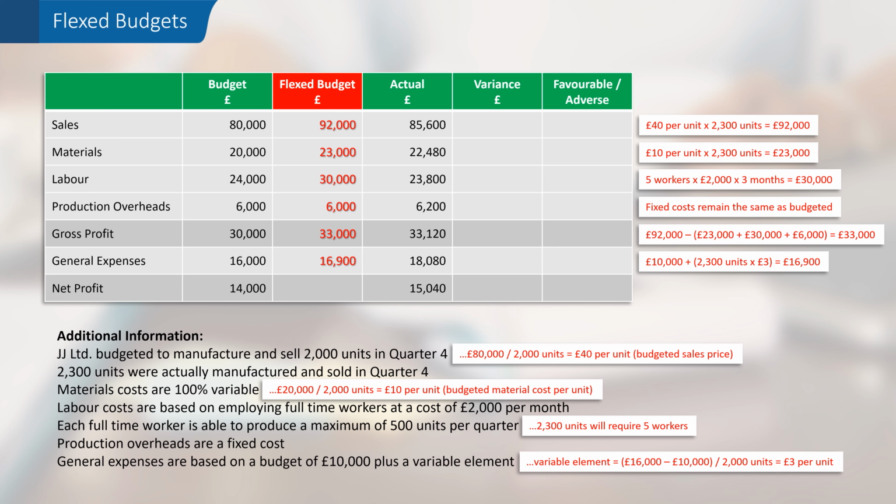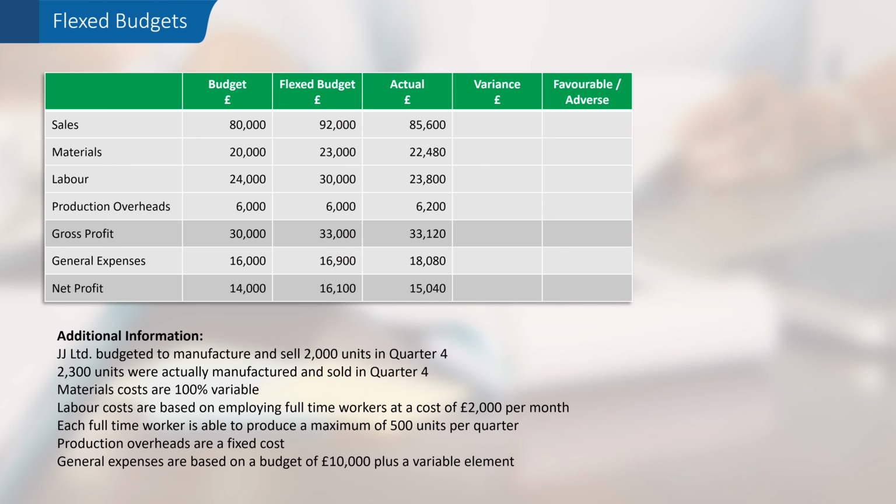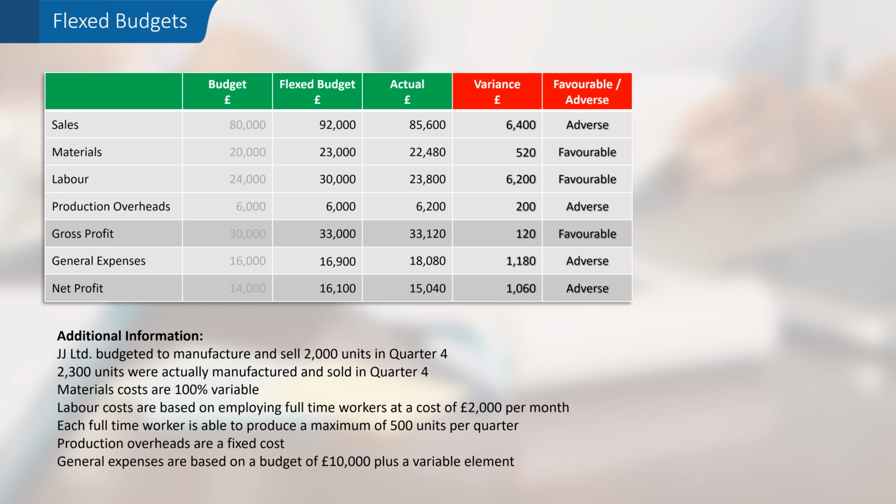And finally, we can recalculate the budgeted net profit, which is the gross profit less the general expenses, giving us a figure of £16,100. And this completes the flexed budget, flexed to reflect an increase in activity from the original budget of 2,000 units to the actual level of activity of 2,300 units. OK, now that's done, we can recalculate the variances. As before, each variance is shown as either favourable or adverse.